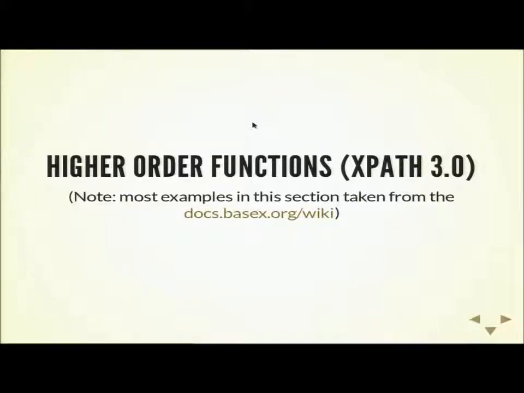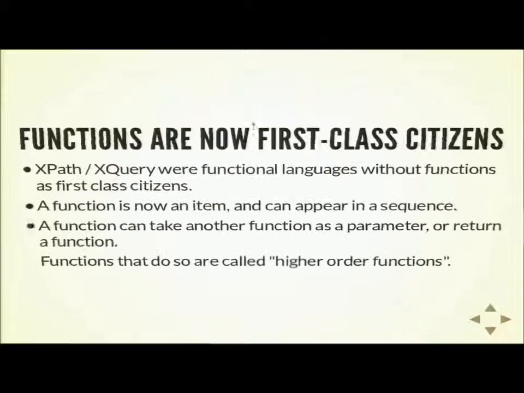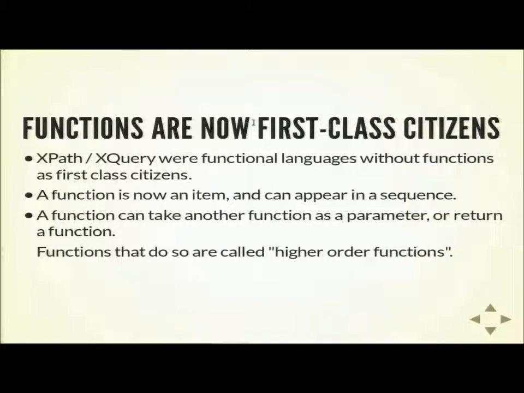I stole several of the examples here from the Basics wiki, so I thought I should acknowledge that. A function is just an item, so as in XPath and XQuery, currently you can have attributes or values or elements occur in a sequence. They can be passed as function parameters. They can be returned from functions. Now a function can appear in a sequence. A function can be bound to variables. A function can be returned from a function or be passed to a function as a parameter.